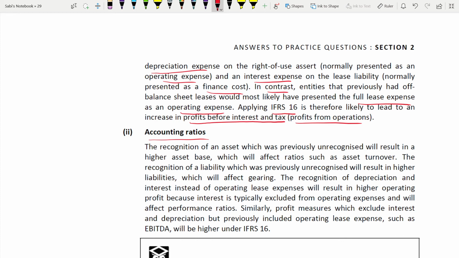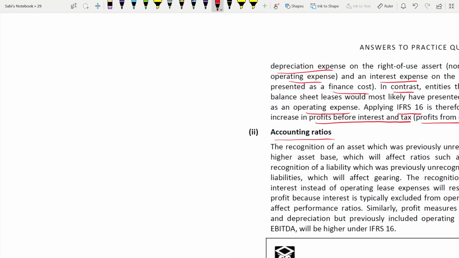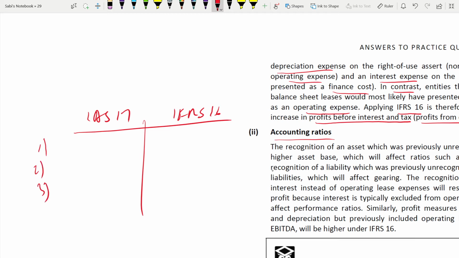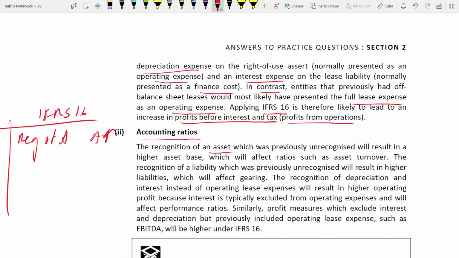Okay, so first of all, earlier you did not recognize asset, now you are recognizing asset. I'm writing 2 columns like this. Obviously, you don't have to write like this, but this is for your understanding purpose. You can write: no recognition of asset, recognition of asset. What happens? Asset goes up in a statement of financial position on IFRS 16. Right? That's what exactly they have written about here. Previously it was unrecognized, now it is recognized. So because of this, asset turnover will be affected.